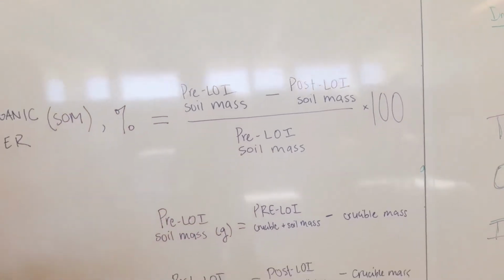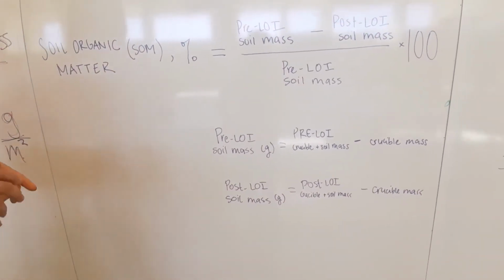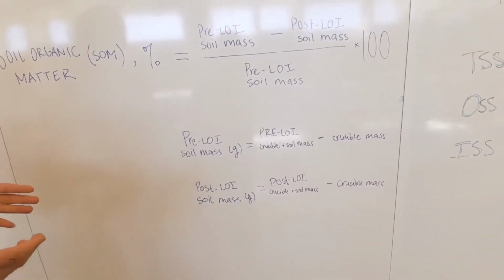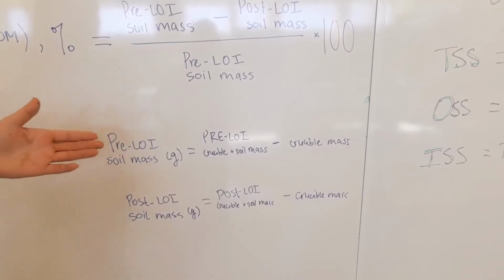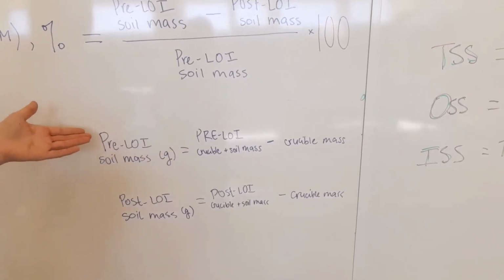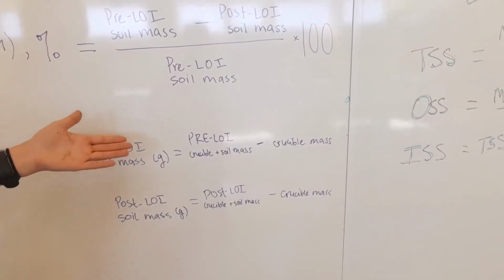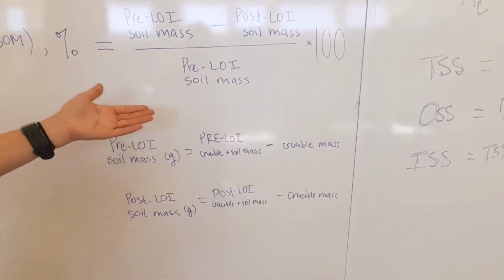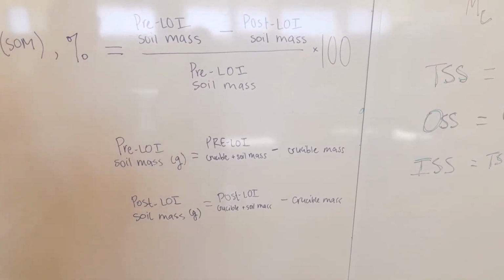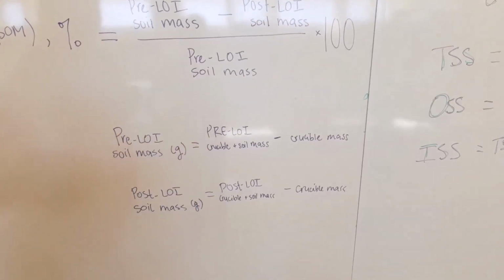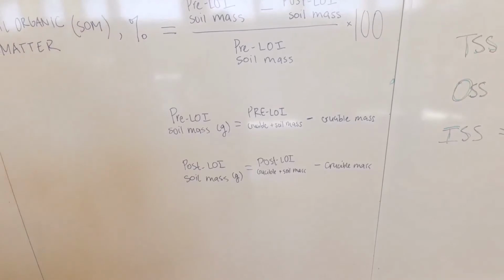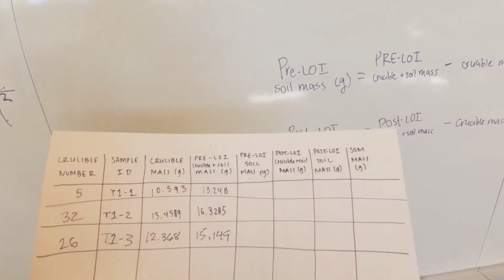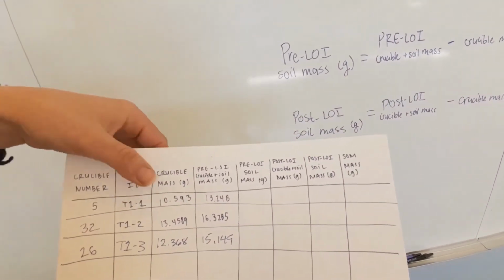So we didn't go through how to calculate the soil mass alone, but it's a pretty simple calculation where you just take what we actually measured, which was the crucible plus the soil mass for both pre and post loss on ignition. So for pre-loss on ignition soil mass, you take that pre-loss on ignition crucible plus soil mass, and then you subtract the crucible mass, and then it's analogous with the post-loss on ignition. And that crucible mass, from our data sheet, you can see that we have the crucible mass, and so in both equations that's the same mass.